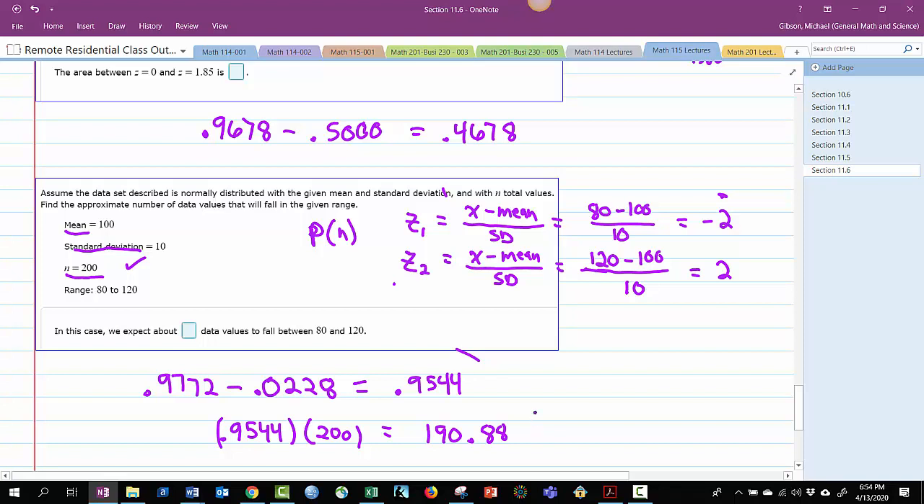Okay, so there's a series of questions, calculations, if you will, straight out of Connect Math. I hope you found that helpful.